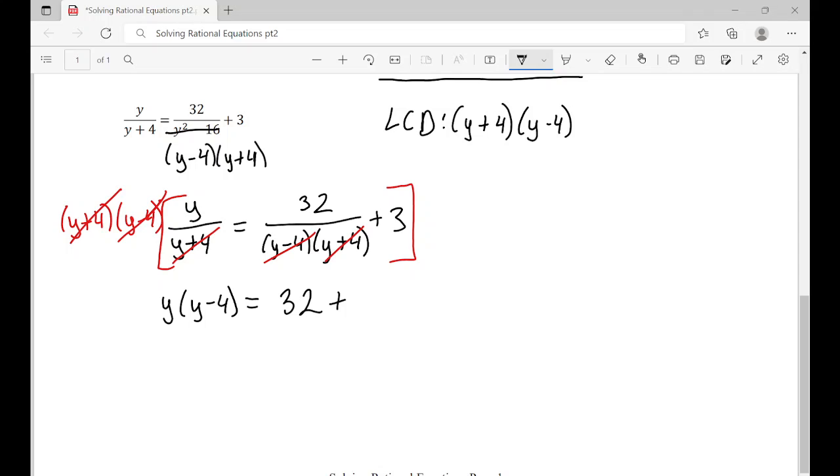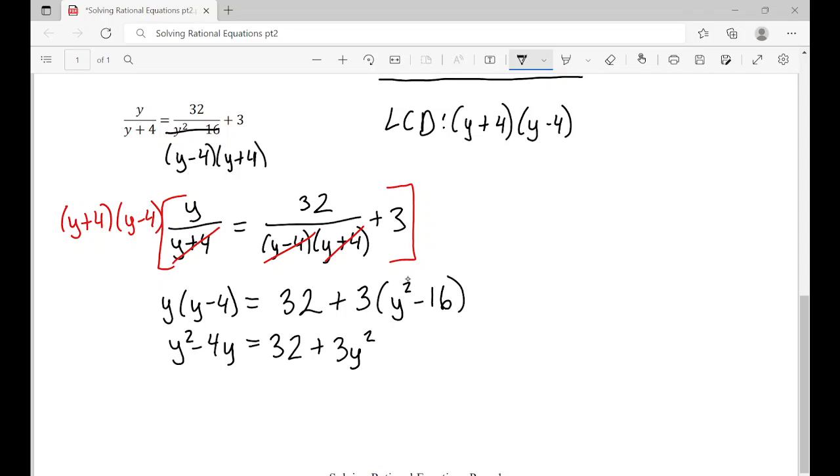And last, I got a 3 here, and I need to multiply everything by the LCD. So there's nothing to cancel, so I'm just going to multiply the whole thing over. So I'm going to get 3, and I'm going to revert it back to what it originally was, y squared minus 16, just to make it a little bit simpler. Now I'm going to distribute the y inside and the 3 inside. So y squared minus 4y equals 32 plus 3y squared, and then 3 times negative 16 is going to be negative 48.